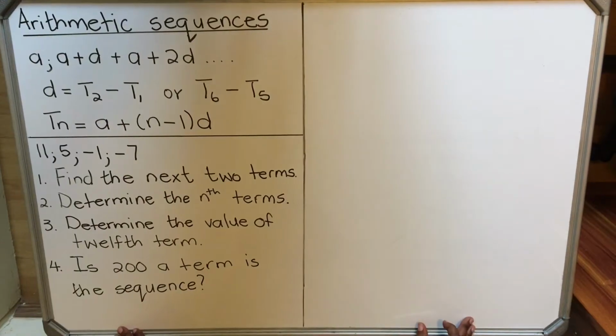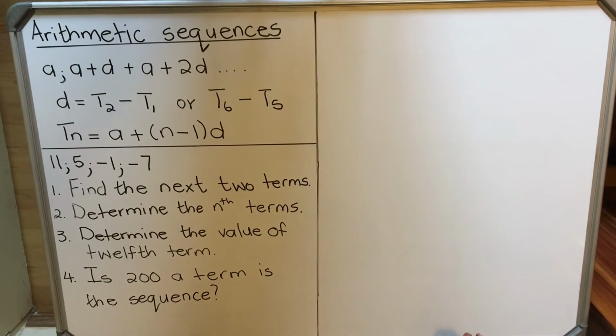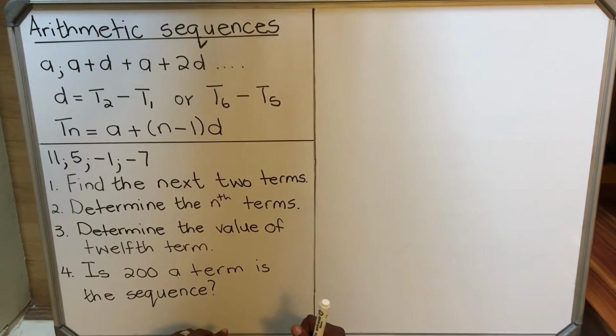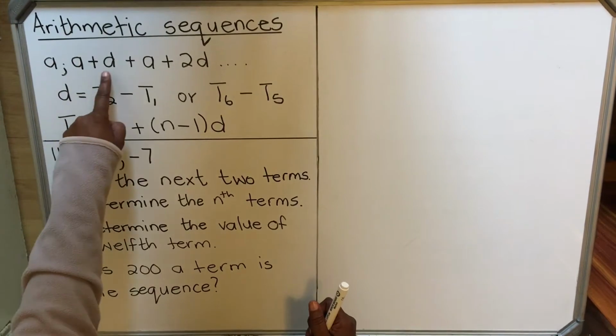Hello everyone, we are going to look at an arithmetic sequence. In grade 12, they call it an arithmetic sequence, but it's the pattern that you were doing in the lower grades as a linear pattern. So the first term is A, and for the next term you add a common difference.